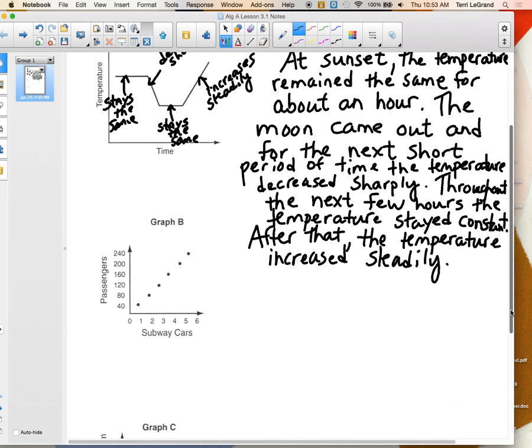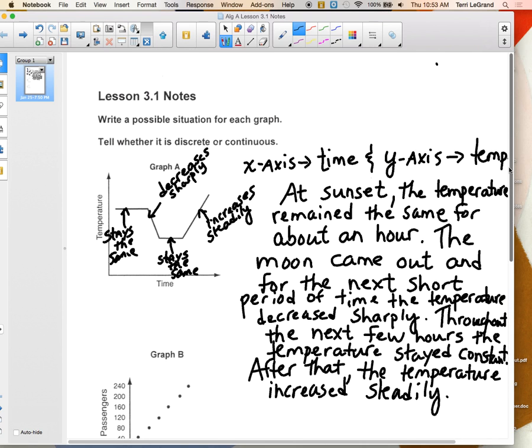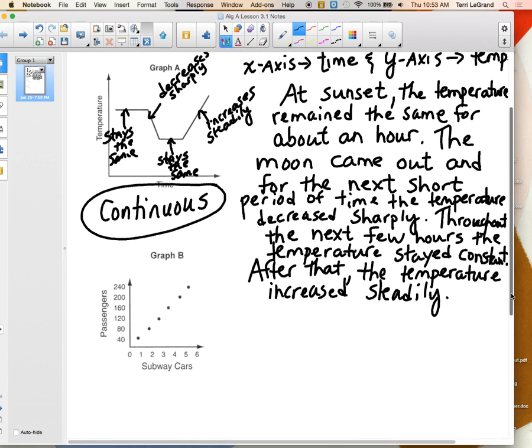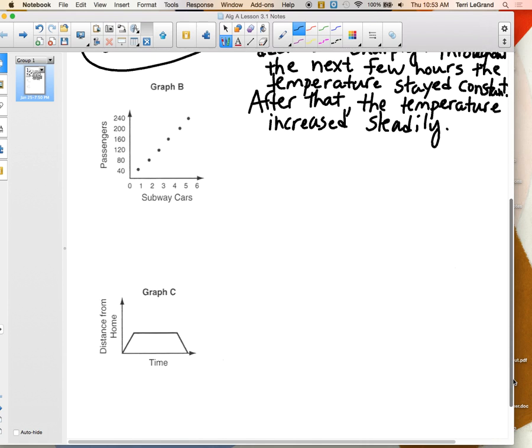Now, I think it also told us to do something else. Tell whether it was discrete or continuous. What kind of a graph do we have here? Continuous. Let's write it under the graph. We have a continuous graph. In other words, time continually goes on and the temperature is continually changing also. Whether it's staying the same, increasing, or decreasing, the temperature can be measured at any given time. So it's continuous. Okay? Graph B.